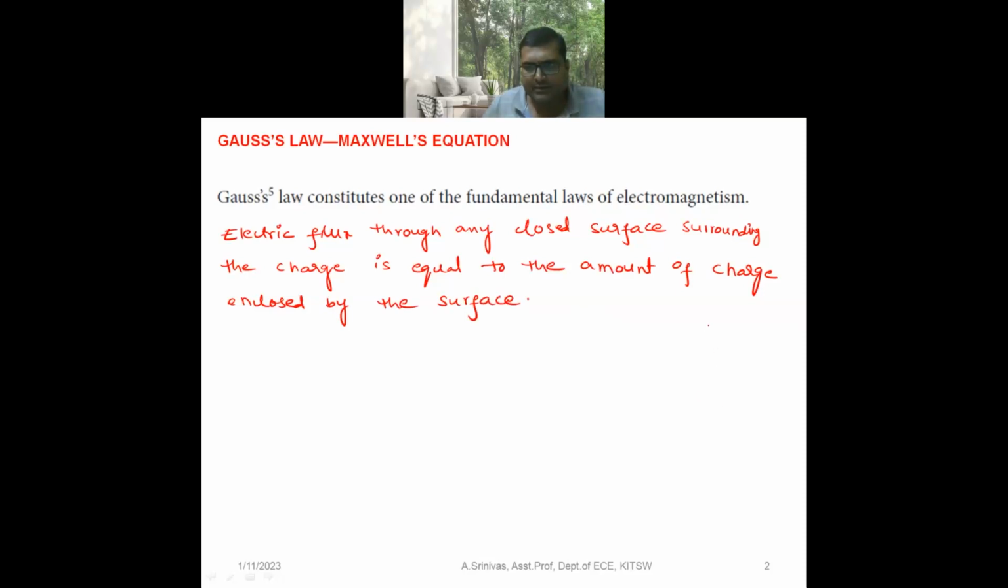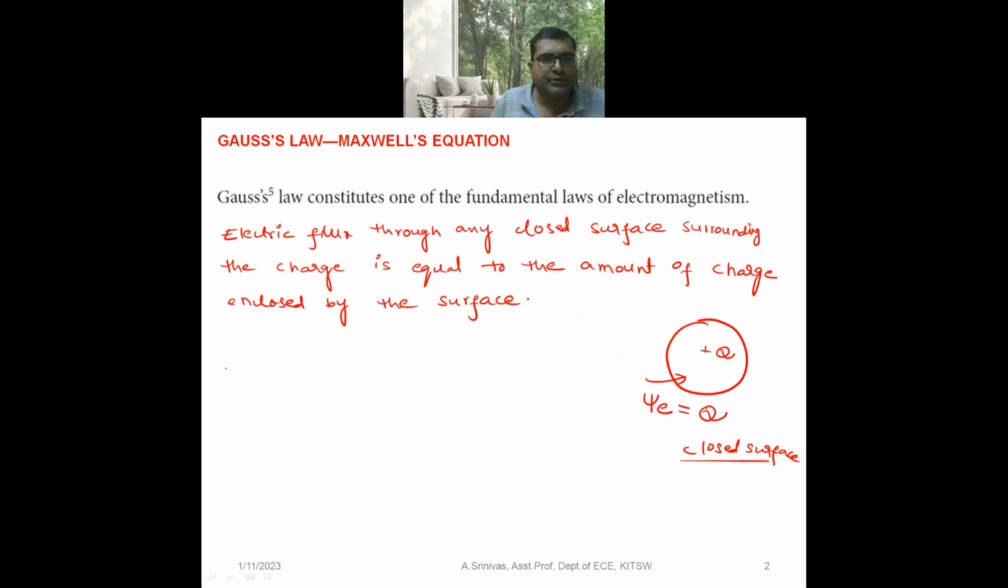Consider a closed surface. The electric flux through any closed surface surrounding the charge is equal to the amount of charge enclosed by that surface. This is the statement of Gauss law. Here, the type of surface is a closed surface.